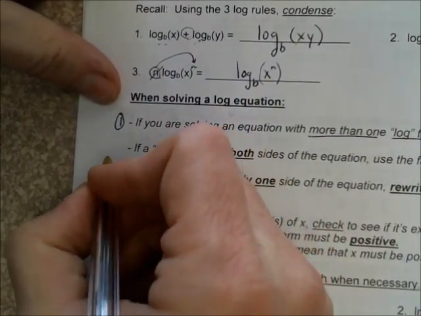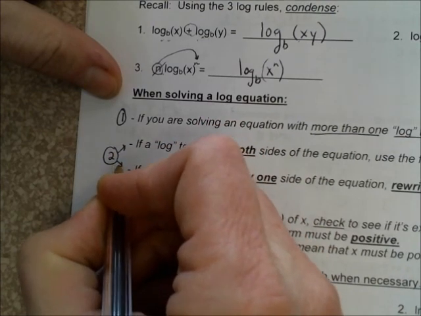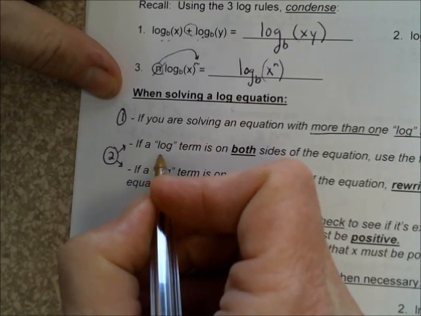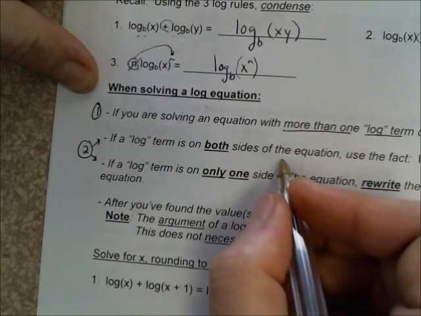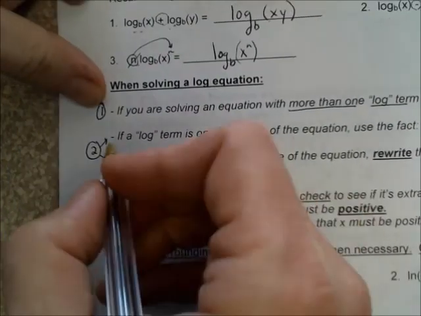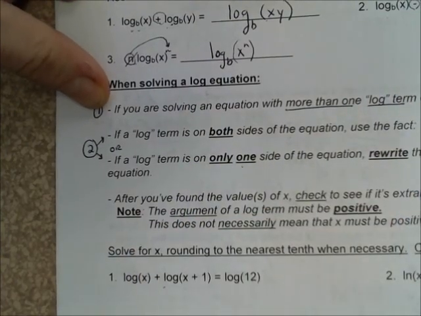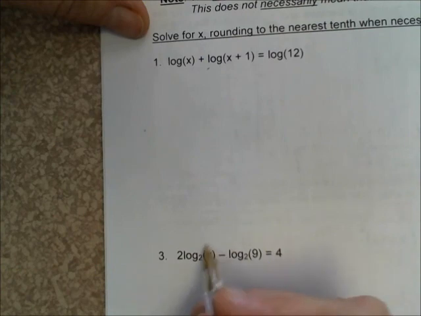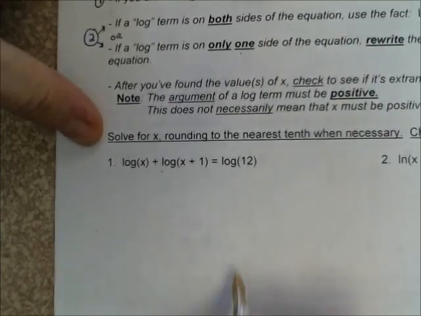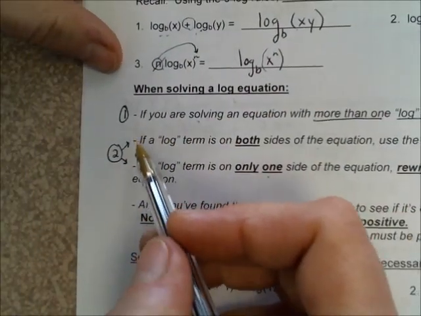Now the second thing is I'm going to put the 2 in between these because it's going to be an either-or situation. Either we're going to have a log term on both sides of the equation. In other words, we're going to have a log on the left and a log on the right, or we're going to have a log term on only one side of the equation. Like on item number 3, we have the log term on only one side. On the right side, there's nothing that says log. But up in number 1, there is a log on both sides. So we're going to approach these 2 a little bit differently. So it's really 2 steps.